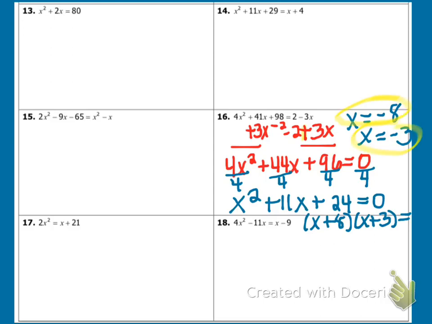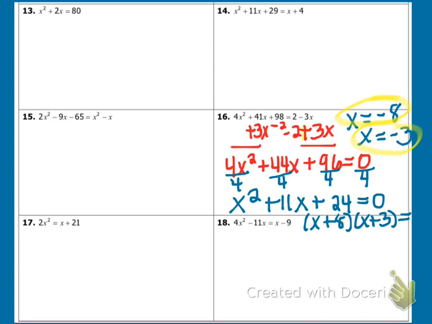Sometimes it looks like it's going to be messy, but by the time you get everything on the same side and maybe divide off a greatest common factor, it turns out to be not too bad. So like in that case. All right, let's pick one more to do together.